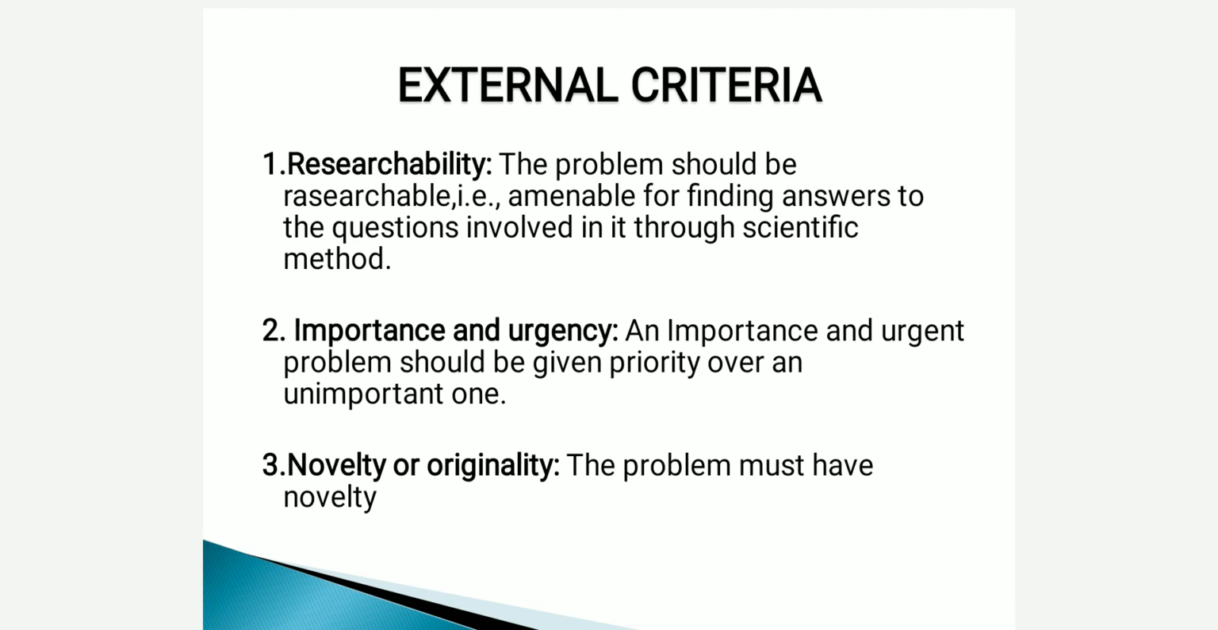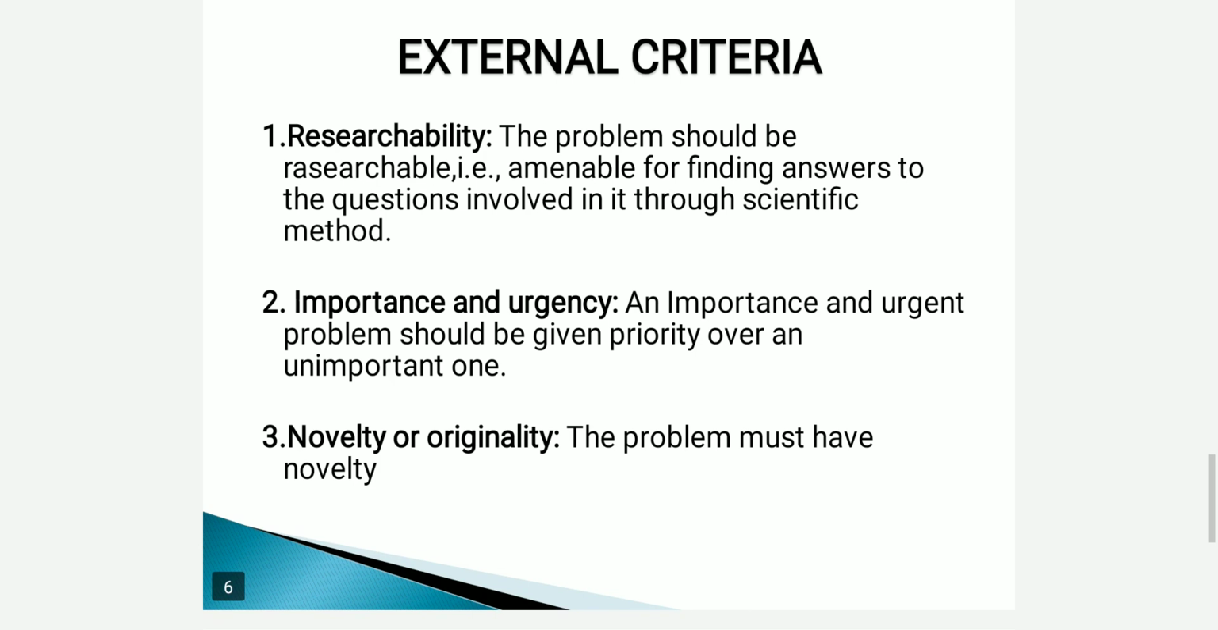External criteria, first one is researchability. The problem should be researchable, that is, the answer to the question involved should be found through scientific method, because that is very important for the result. So the use of scientific method is important. Next one is importance and urgency. Some researches are urgent and some are important. Which one is the preference for the society or agency? That is importance or urgency.